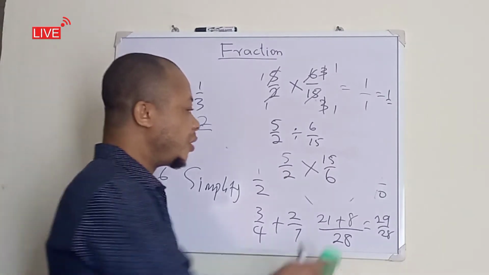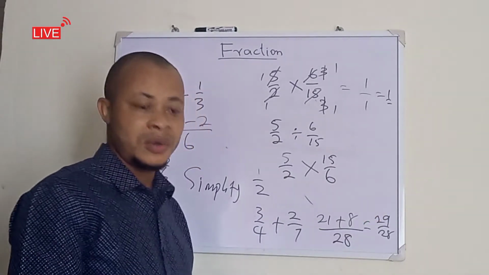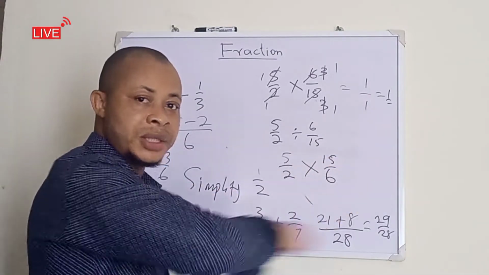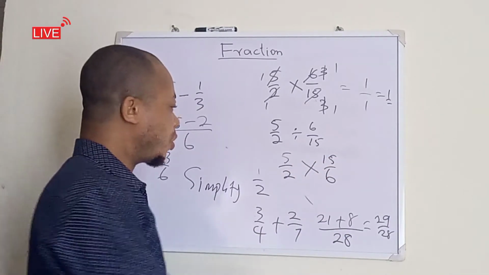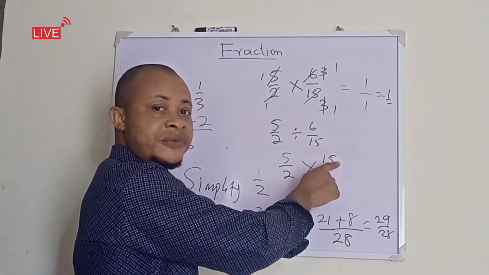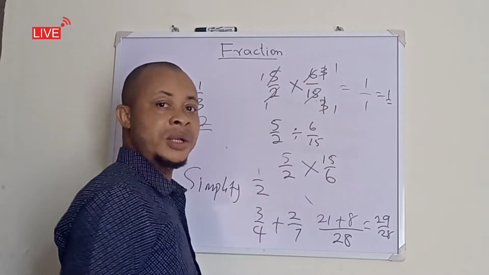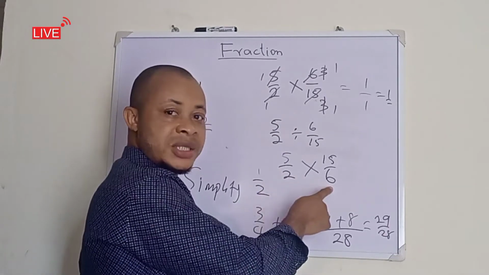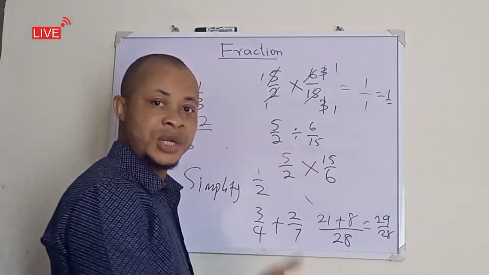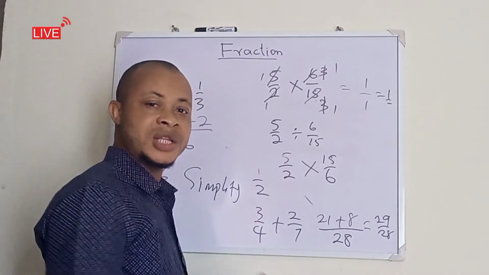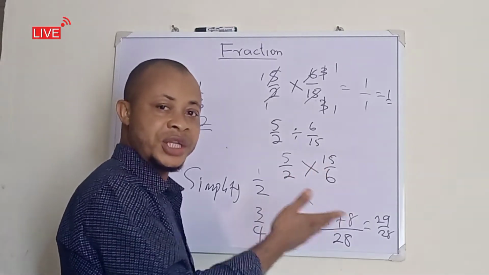If you don't see any number that can divide each other, you simply multiply all the numerators and all the denominators. So here, nothing can divide. You cannot use this 5 to divide this 15 because both of them are numerators. They are up. And you cannot use this 2 to divide this 6 because both of them are denominators. So, in that case, there is nothing that can divide each other.